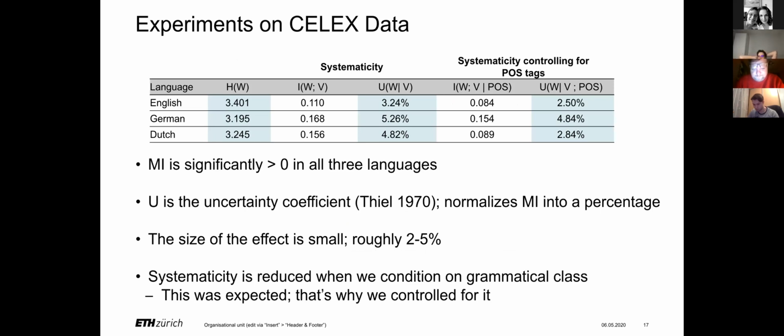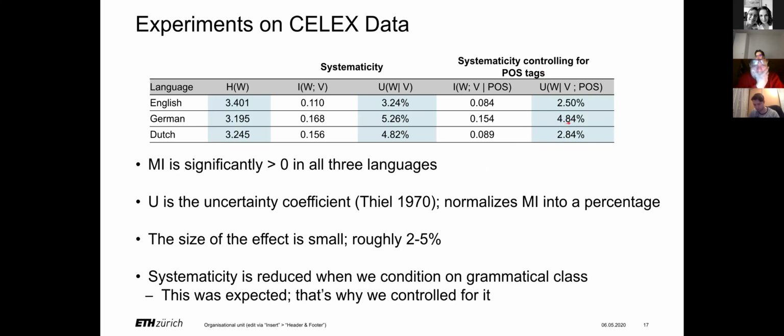So on CELEX, here's what we found, controlling for part of speech tags. This is what's here. We looked at a normalized mutual information, so this can be interpreted as a percentage. And you can see that we get between 2 and 5%.